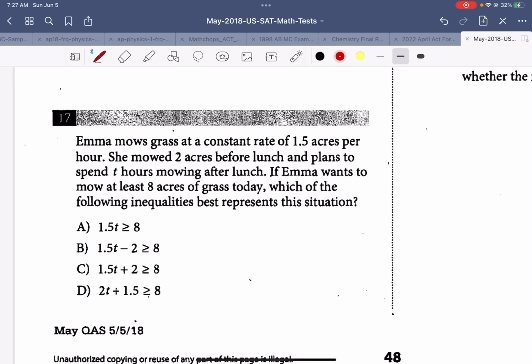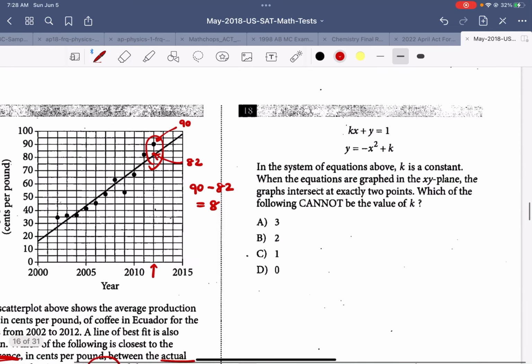So she already mowed 2 acres, and then her rate for working is 1.5. So 1.5 T. And then she wants to mow at least, which means it should be greater than or equal to 8. So which equation represents this? Should be C. Okay. 18.